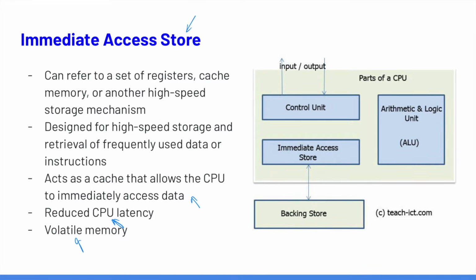So anyways, the immediate access store is really just a concept, and this is the idea that we have some high-speed memory in our CPU that allows us to more quickly access data or instructions. And the cache does this, and it's a part of the immediate access store, but other registers can also be part of the immediate access store.